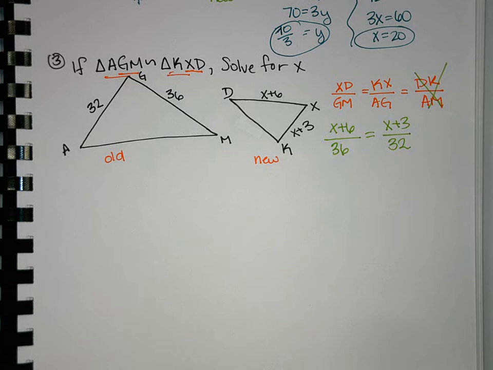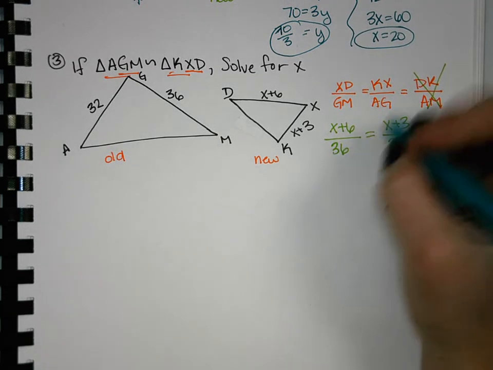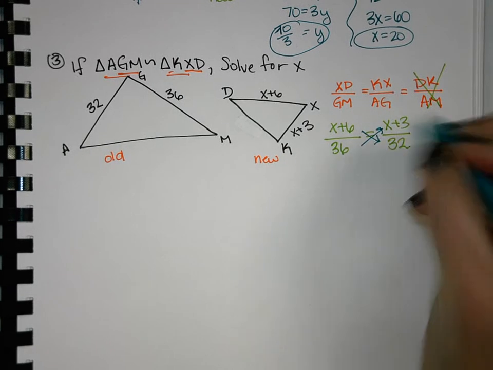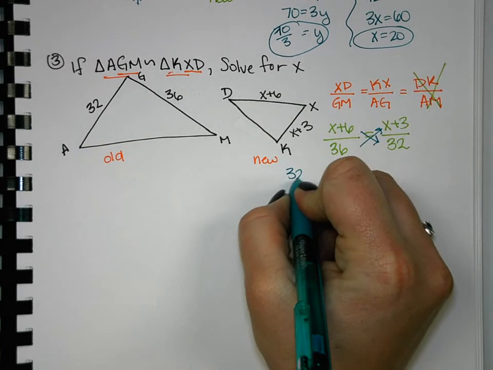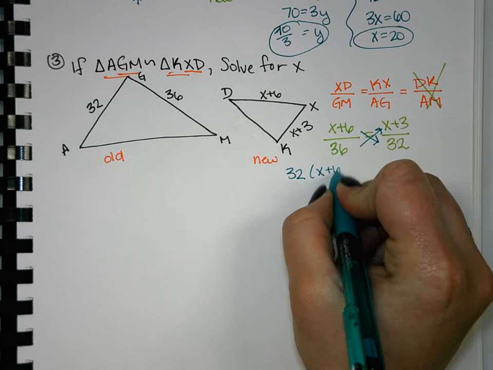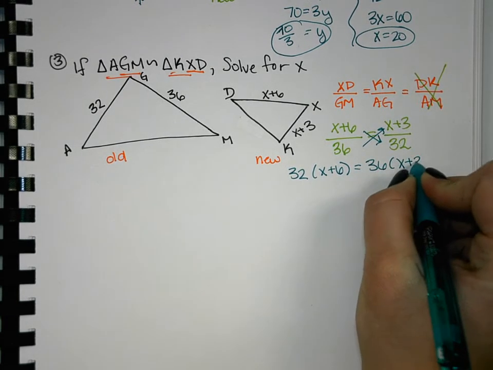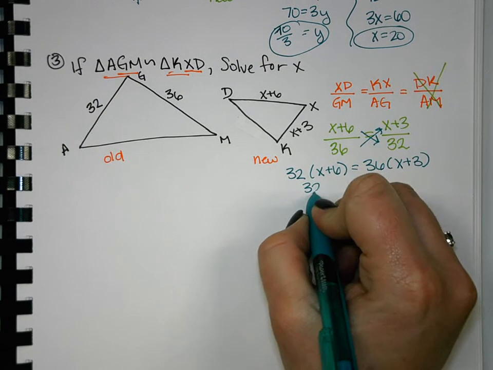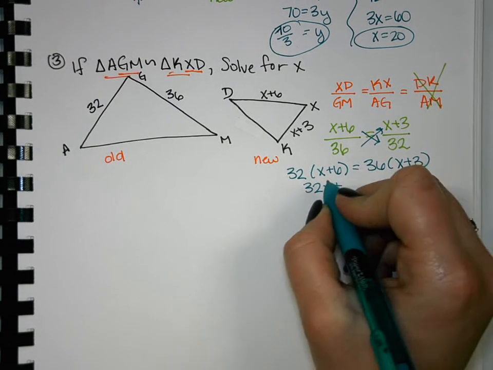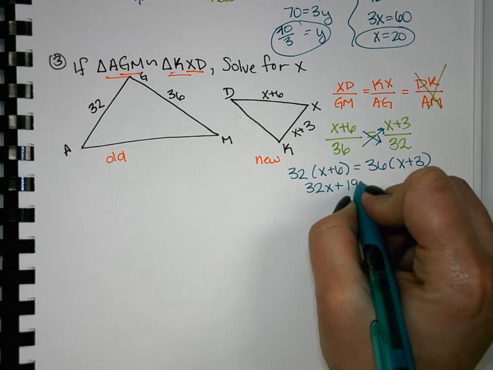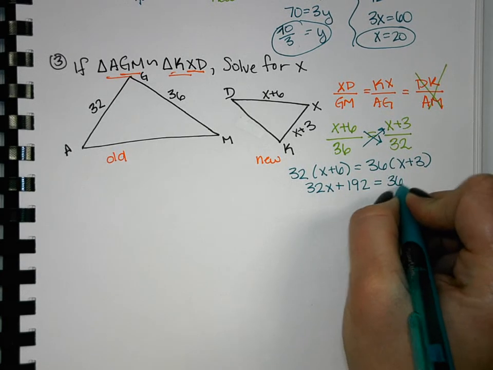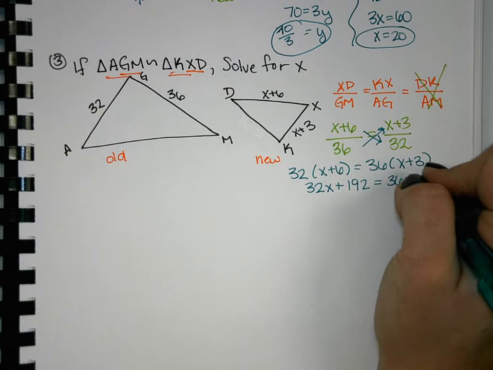So what do you see there after we've plugged in the side lengths that we know? You should see a proportion. And then how do we solve a proportion? Cross multiply. So let's go ahead and cross multiply. 32 times x plus 6 equals 36 times x plus 3. 32x plus 192 equals 36x plus 108. So that's what we get after we distribute.